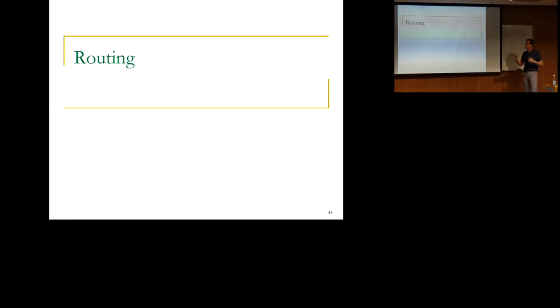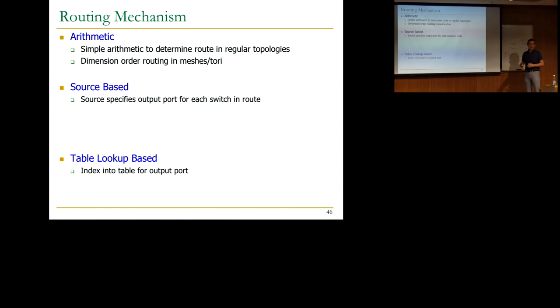That's the second big aspect of interconnection networks. How do you route things? So routing means sending a message from one place to another, right? And routing mechanism could be done in different ways. So one is called arithmetic routing. Basically, how do you determine the destination?